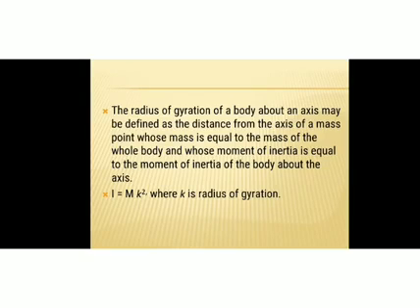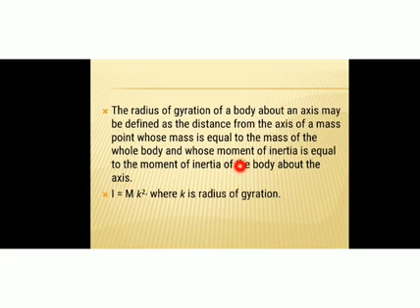Children, so next we can discuss another important concept, that is radius of gyration. So what do you mean by radius of gyration? Radius of gyration of a body about an axis may be defined as the distance from the axis of a point whose mass is equal to mass of the whole body and whose moment of inertia is equal to moment of inertia of the body about the axis.